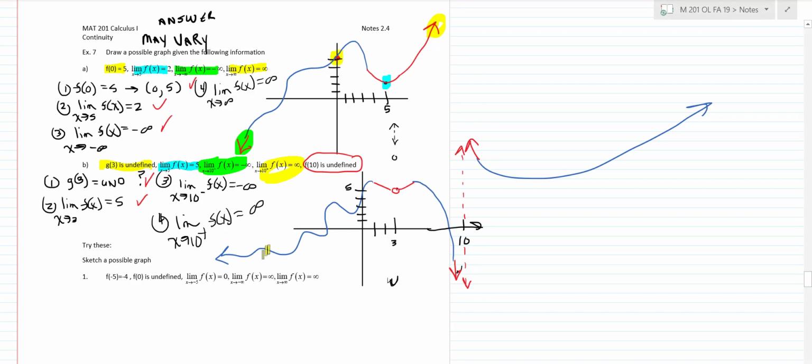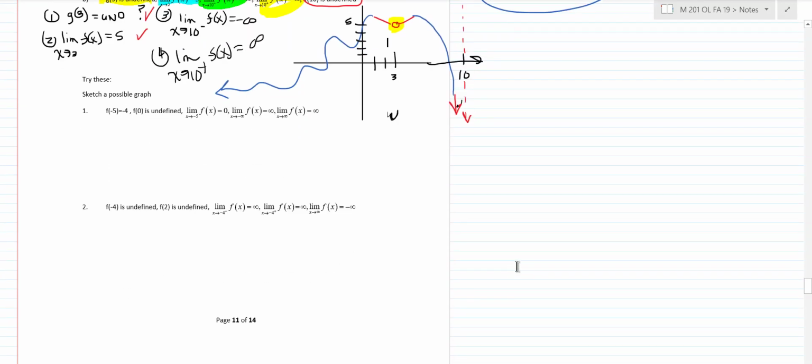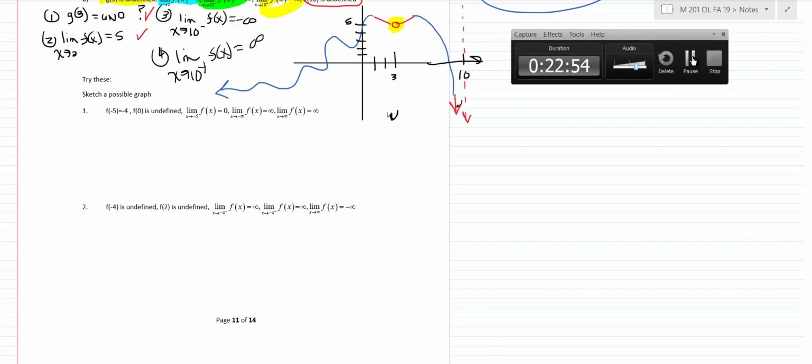But what I'm looking at is, number one, that g of 3 is undefined. The limit as x goes to 3 is 5, so we got that. The limit from the left-hand side of 10 is negative infinity, we got that. The right-hand limit at 10 is infinity. And then we're undefined, so we have an asymptote. That would be one possible graph that you could come up with. Go ahead and pause your video here and let's see what you come up with on these.